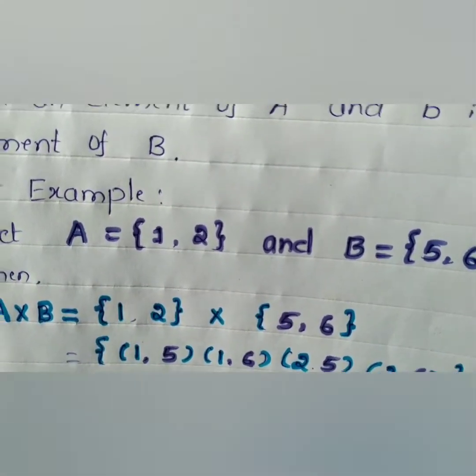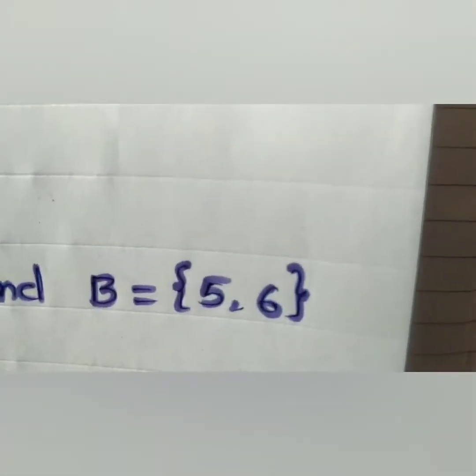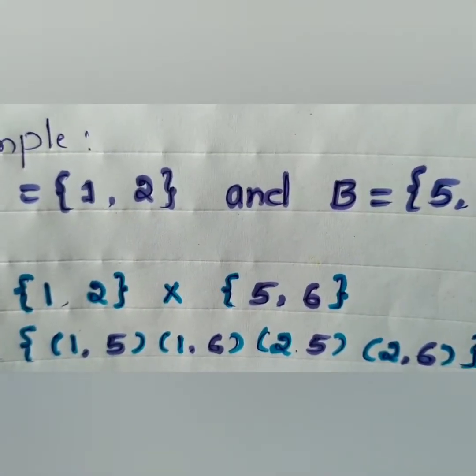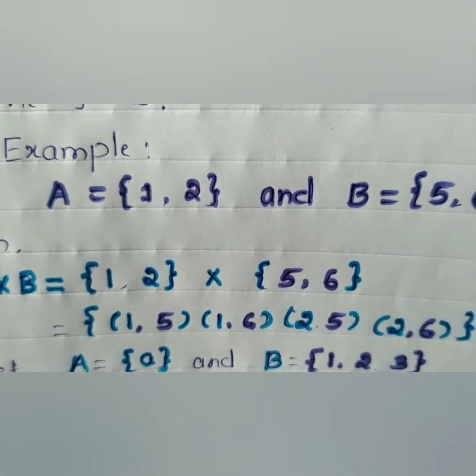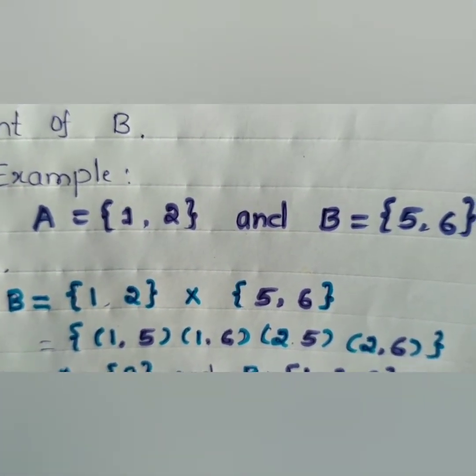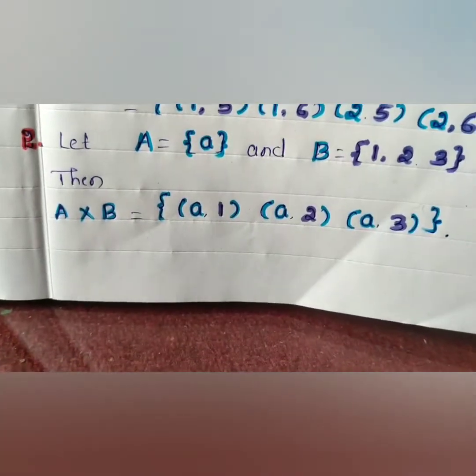So there are two elements in set A, there are two elements in set B. Then the Cartesian product A cross B has 4 pairs, namely (1, 5), (1, 6), (2, 5) and (2, 6).